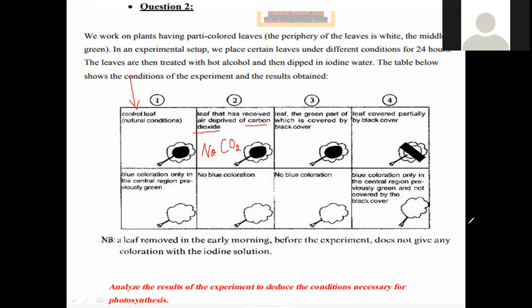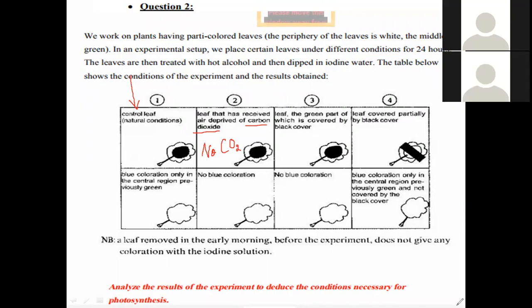What can you deduce? If you have no CO2, there is no blue coloration. What do you think here? Then there's no photosynthesis process. What can you deduce here? Because the process needs CO2 and H2O. H2O is water, not hydrogen oxide. Yes. So it needs CO2 in order to have photosynthesis. So in this experiment, we said that the plant needs CO2 in order to perform photosynthesis.